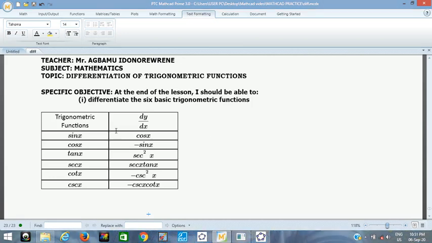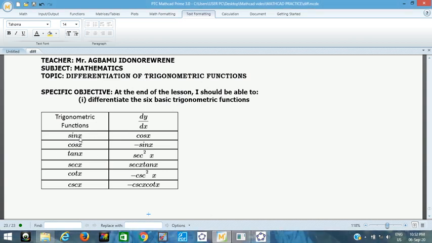In today's video, I want to show you how you can differentiate trigonometric functions. And that is our topic for today, differentiation of trigonometric functions. What I want to achieve today is to show you how you can differentiate the 6 basic trigonometric functions. So this is a summary of the 6 basic trigonometric functions.